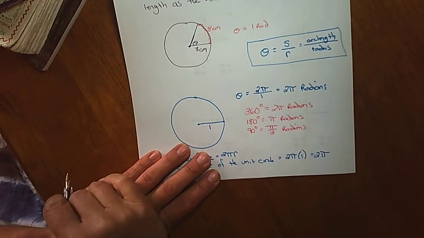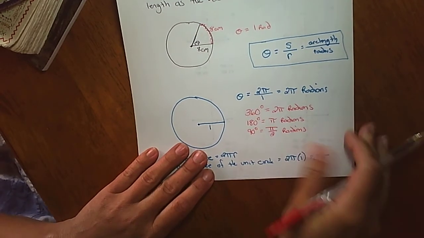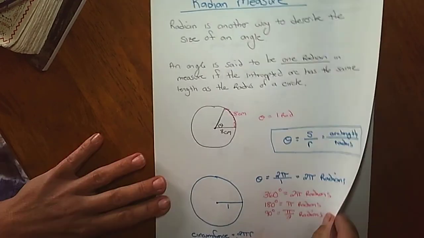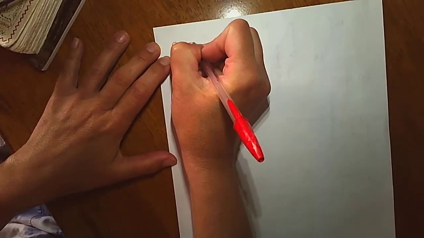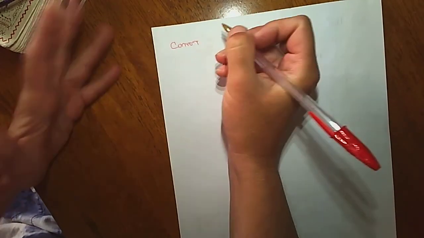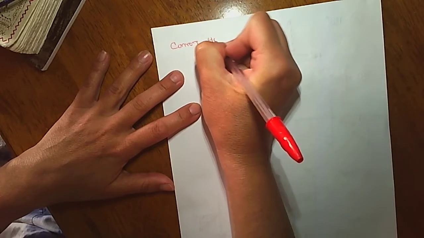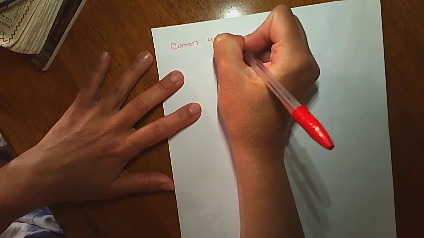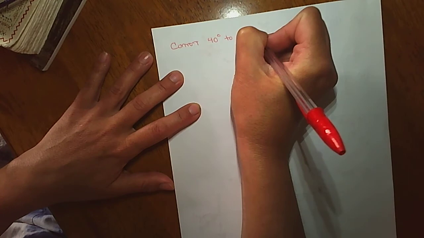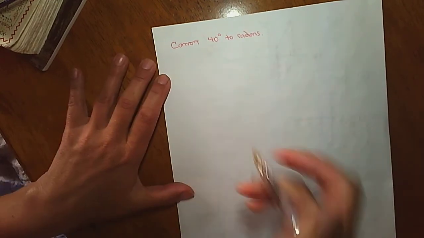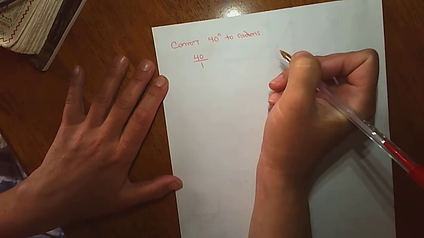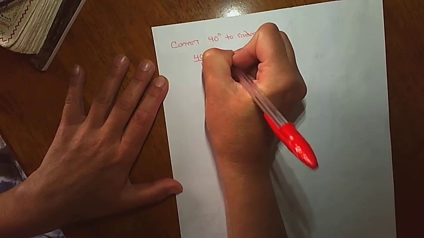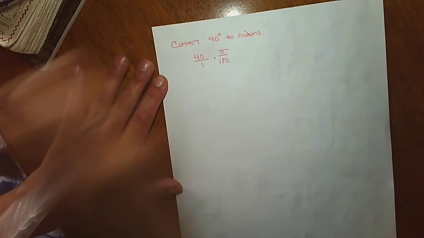So what we're going to do now is practice converting back and forth from degrees to radians. So what we're going to do next is I want to convert 40 degrees to radians. Okay, so what we're going to do is we're going to take 40 over 1, and in order to convert it, you're going to multiply it by pi over 180.